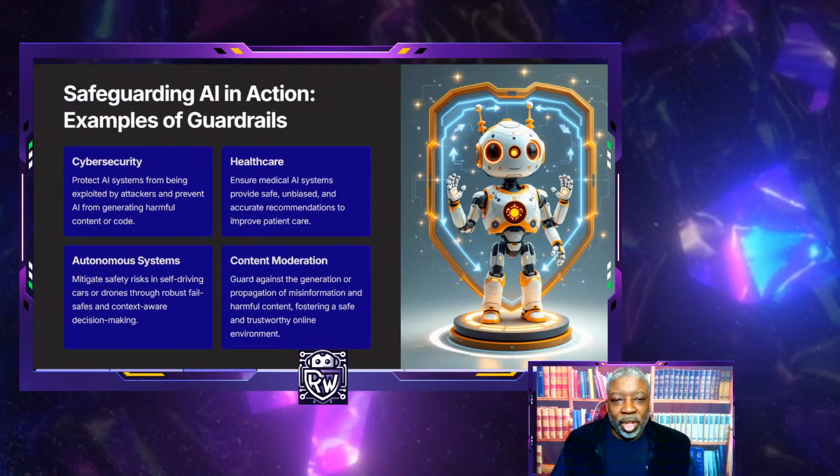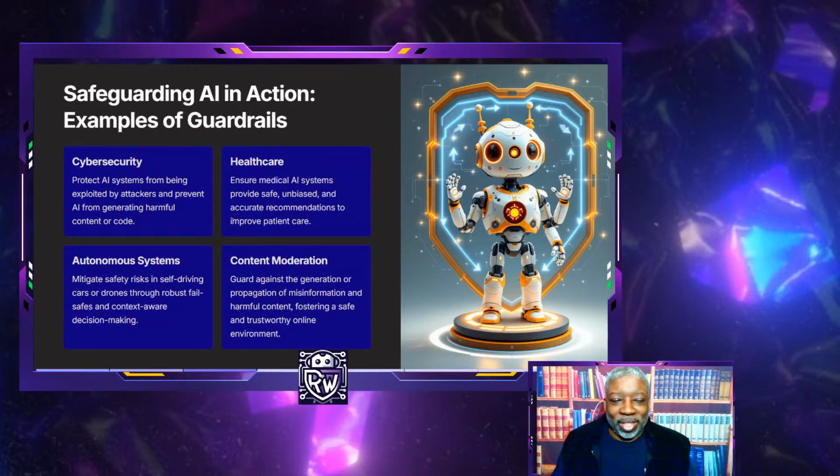Healthcare systems. You want to ensure medical AI systems provide safe, unbiased, and accurate recommendations to improve patient care. So if you're going to use this to get information about your health, and if it's giving you advice, it should be accurate. It should be unbiased. If doctors are using it to get information, it should be accurate. It should be unbiased. These are just examples.